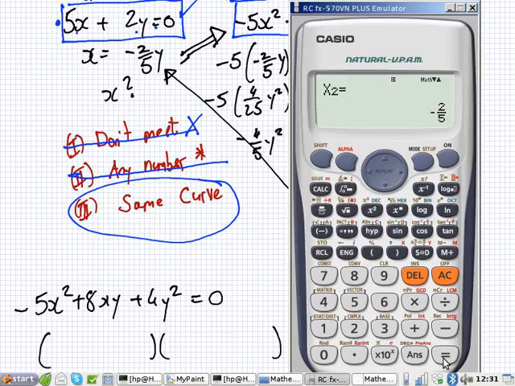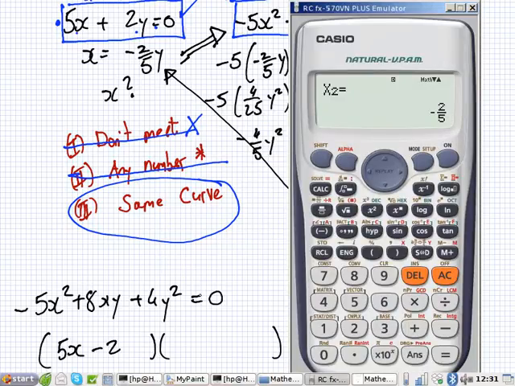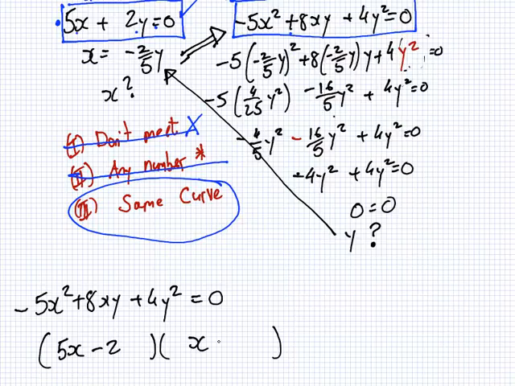Two and 2/5. Okay, hang on a second. 5x minus 2. And then what was the other one? 2x minus 2. 5x plus 2. And then there has to be a y. Our calculator doesn't give max and minimum. That's okay.